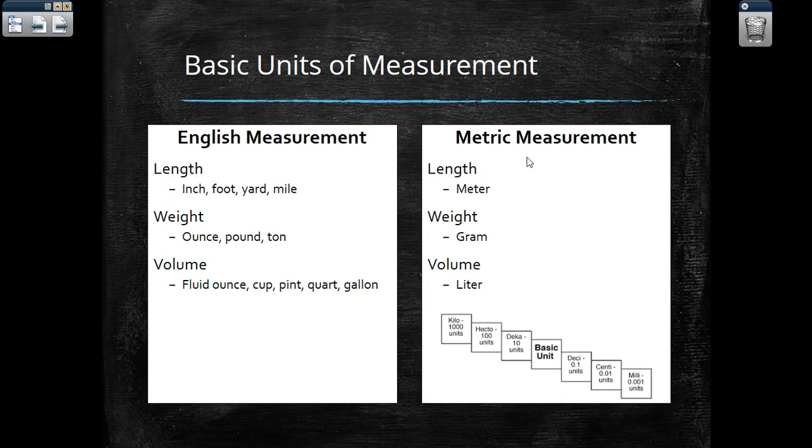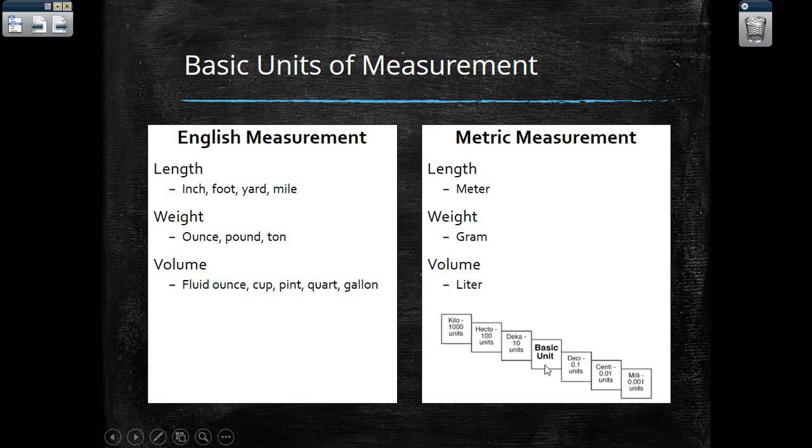Metric measurement is the measurement method used by pretty much everybody else in the world. The basic unit of measure for length is the meter. The basic unit of measure for weight is the gram. And the basic unit of measure for volume is the liter. All right, if you look down here at the bottom, we see this little stair-step method here.